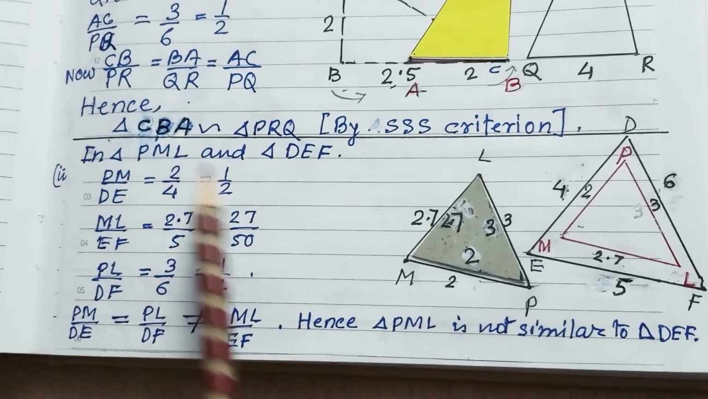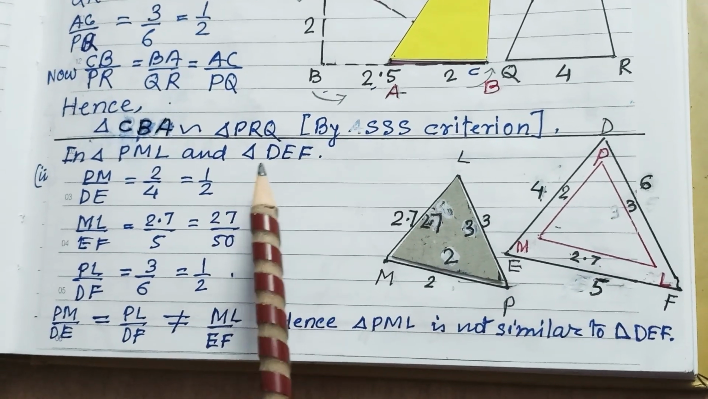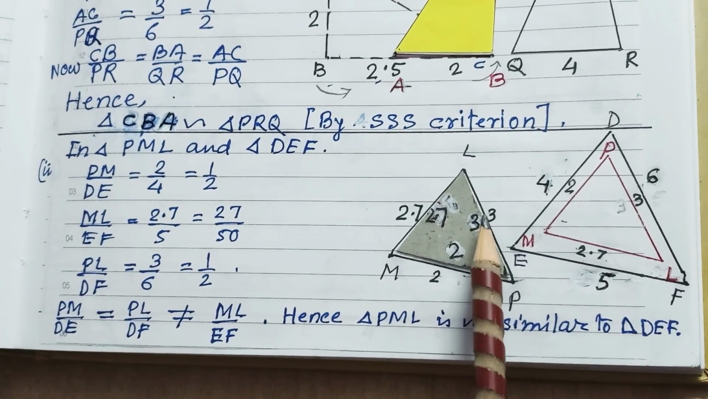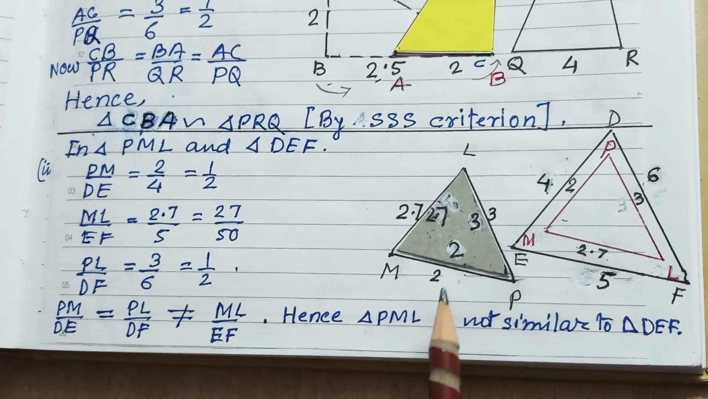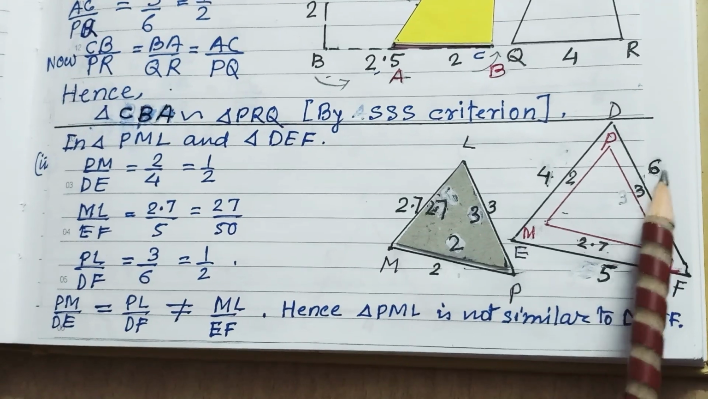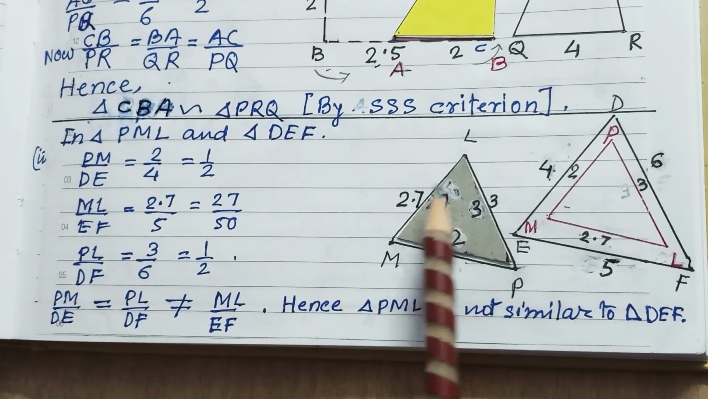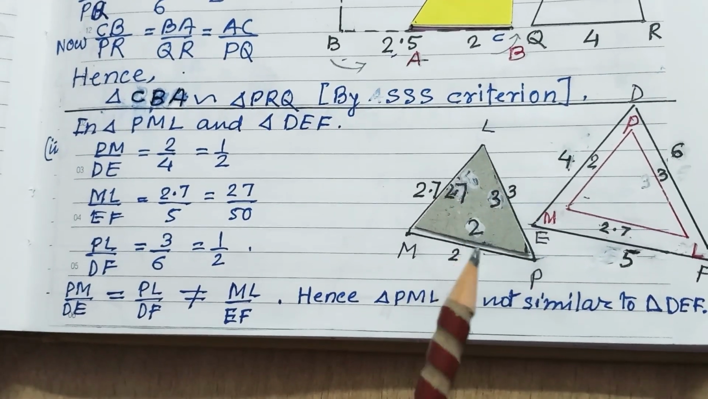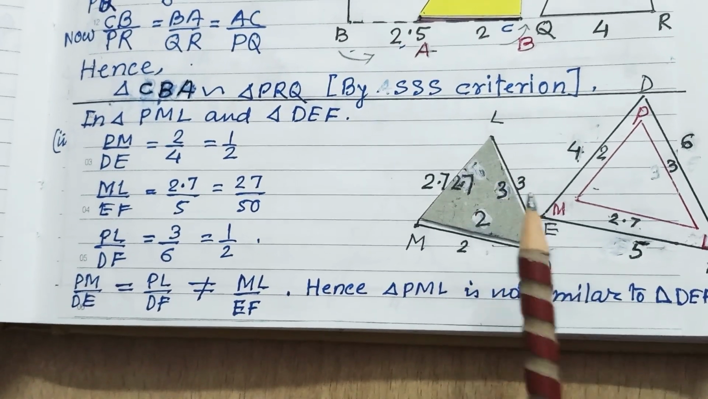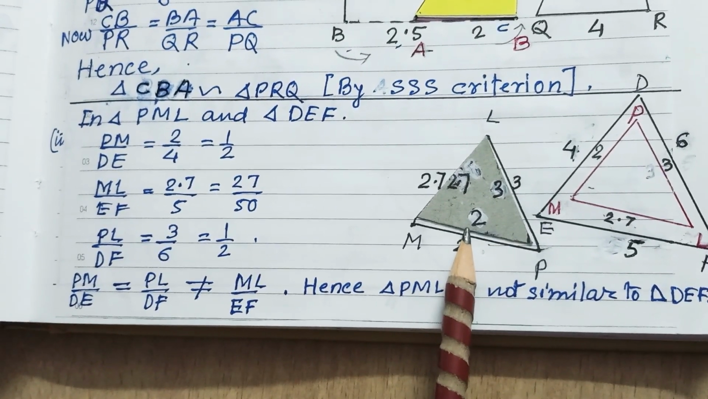PML and DEF. In this order I have taken, check the sides. It is 3 centimeter, 6 centimeter, 2 centimeter, but here 5 centimeter. There is no relation in this way. It is 1 upon 2, but these two are not. So you have to change its direction. To change its direction, you just inverse this one. That means you change its side.